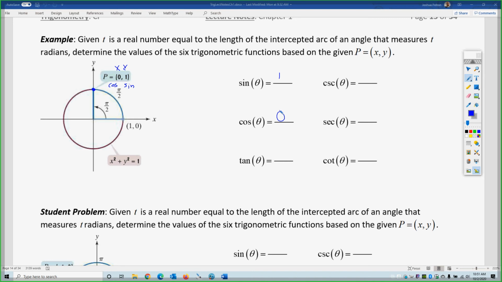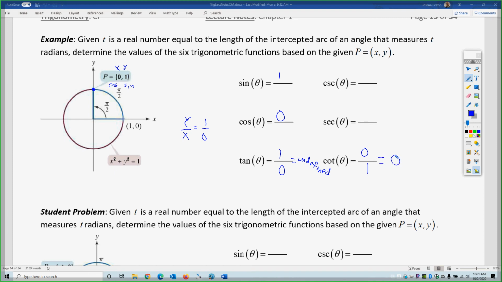So we do y over x to get tangent, right, sine over cosine, which is 1 over 0. But 1 over 0 is not doable, that's undefined, right? You cannot divide by 0. But I need to reciprocate these. I can reciprocate tangent, right? I should keep it as 0, 1 over 0. So I can write it over here as 1 over 0, or 0 over 1, which is 0.